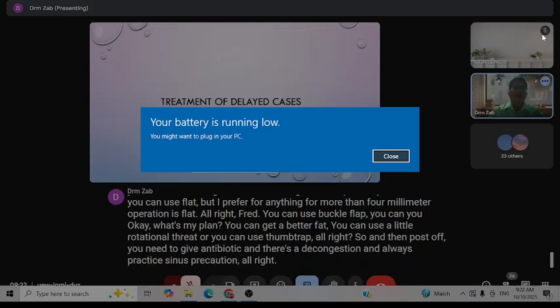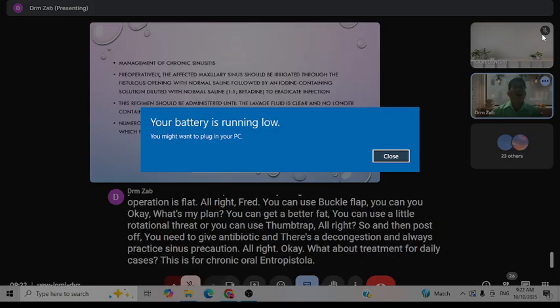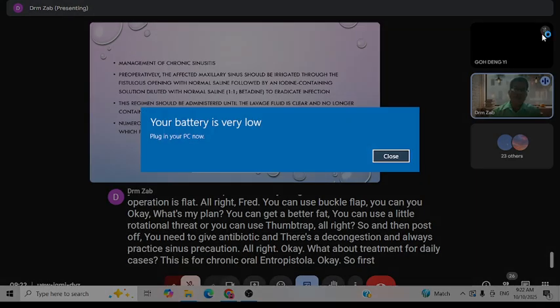What about treatment for delayed cases? This is for chronic oro-antral fistula. So first things first, remember the principle.